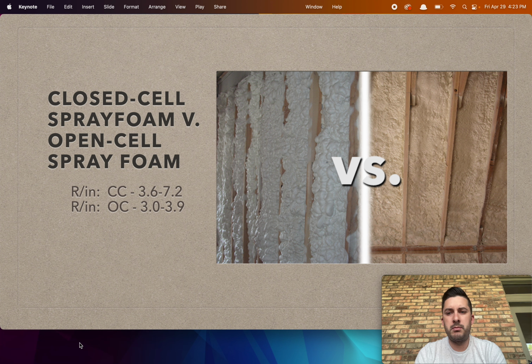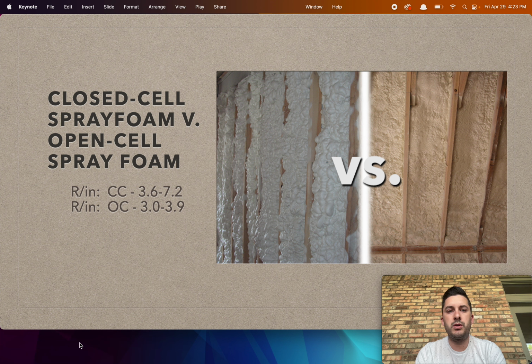You really can't tell much of a difference between the two as far as if you're just looking at them. They are different in density, so if you go and feel them, you can maybe get a grasp of what type you're dealing with. But there on the left, you can see closed cell, the R value per inch is about 3.6 to 7.2, and for open cell, it's 3.0 to 3.9.